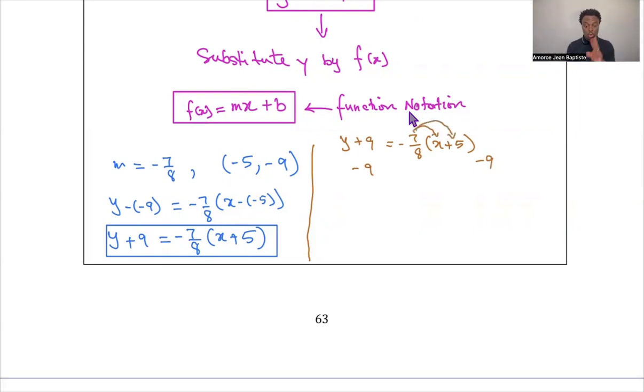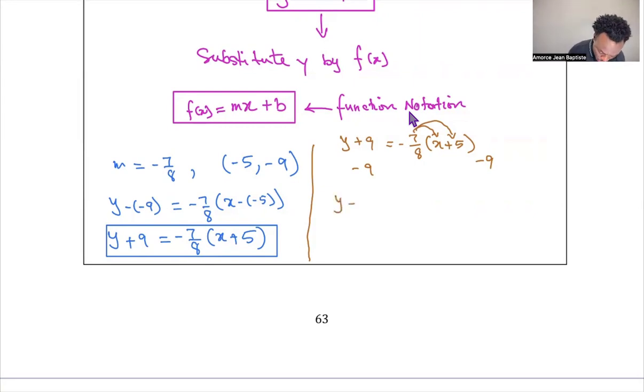So those two movements, those are the ones you do every time you have the point slope form and you want to transform it into slope intercept form. You need to distribute the slope inside and then subtract the value that is added to y to get y by itself.